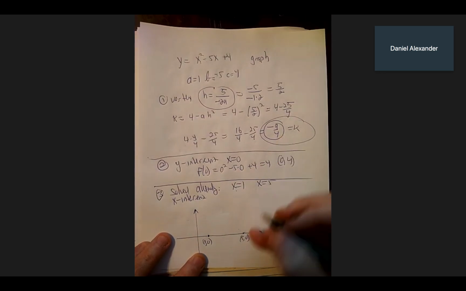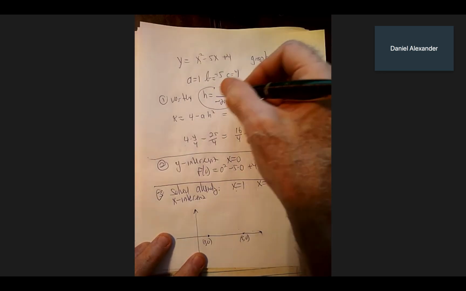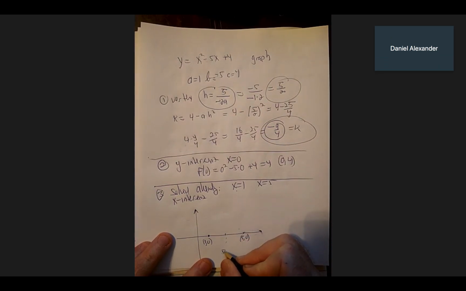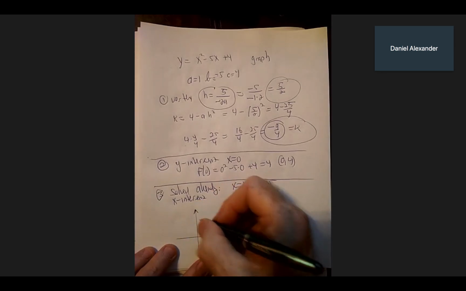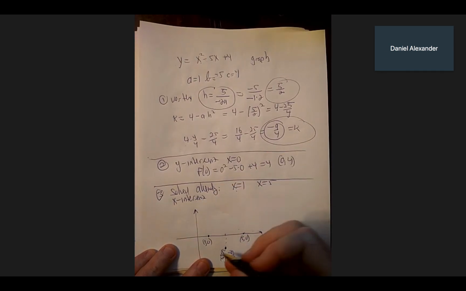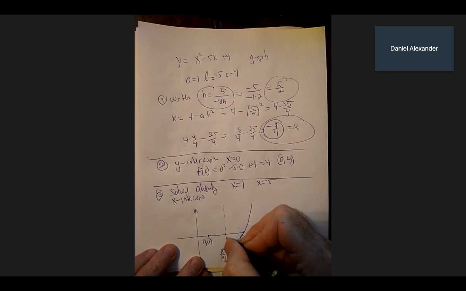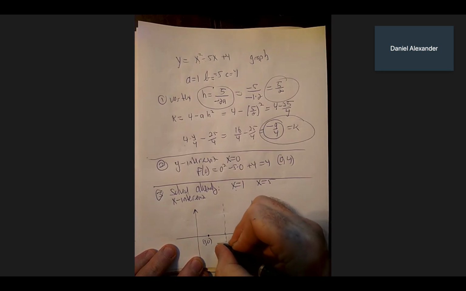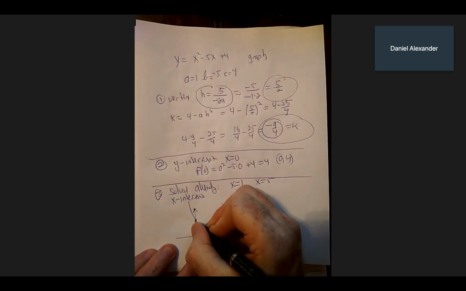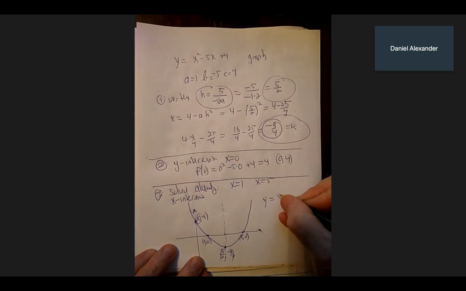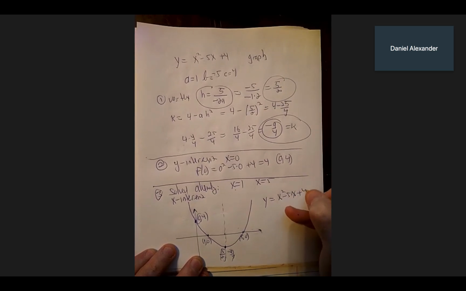The vertex is going to be h equal to 5 halves, and then y is minus 9 fourths. So that's going to be here. And then what I'm going to do is put in the x-intercept 4 after I'm done. So the graph is going to look like this. This is the line of symmetry, so it's going to be the same on this side, and this will be my y-intercept (0, 4). So that's the graph of y equals x squared minus 5x plus 4.